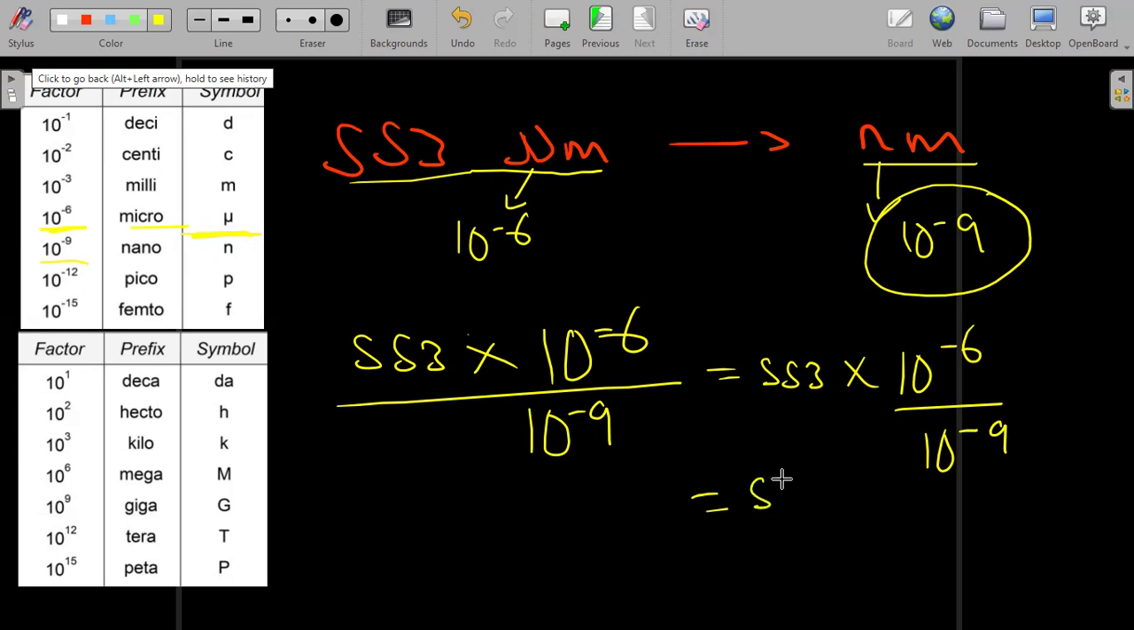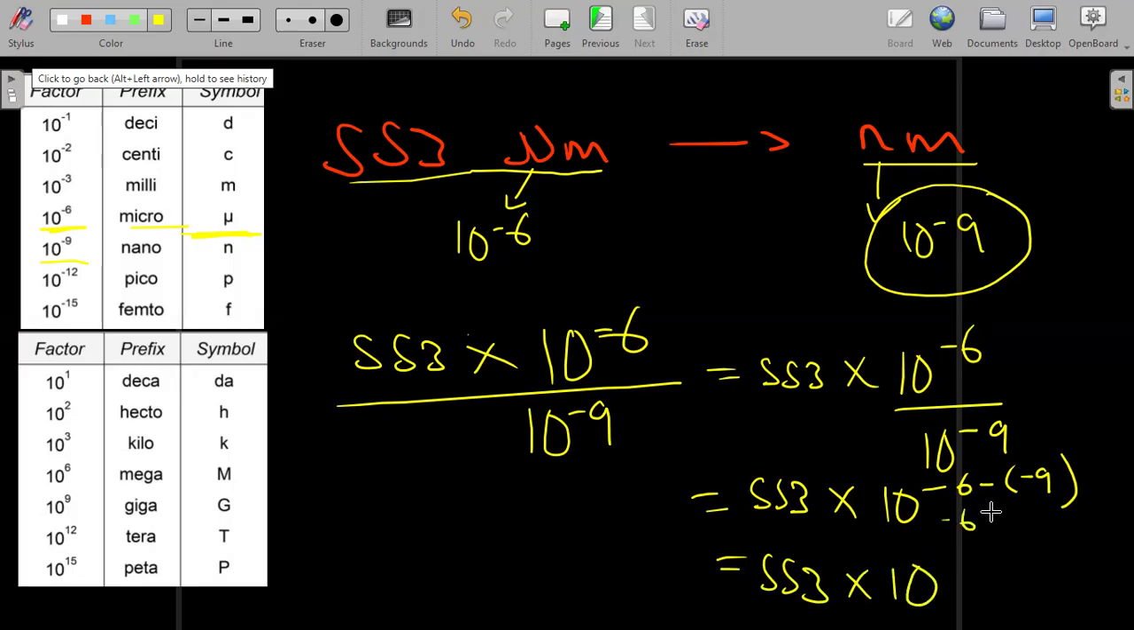Okay, so from there we're going to have 553 times 10. Since they are dividing, we can subtract their powers, so that will be minus 6 minus minus 9. So notice that here I've said minus and then I have minus 9 there. Be careful with the signs there. So what we're going to have here is 553 times 10, and then here it will be minus 6. Minus and minus form a positive 9. So minus 6 and this positive 9 gives us a positive 3. So I'm going to write 3 there. So these will be in nanometers, like that.